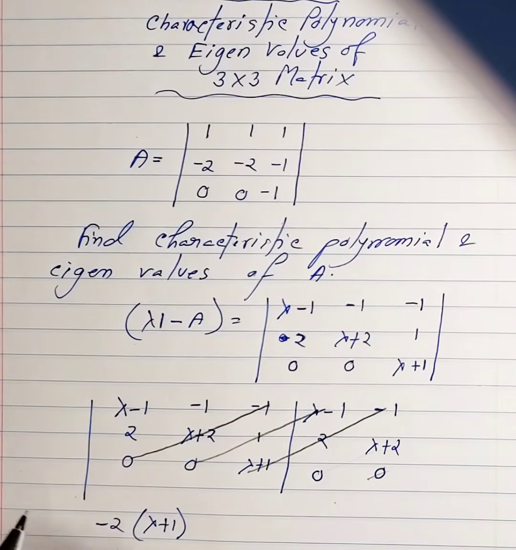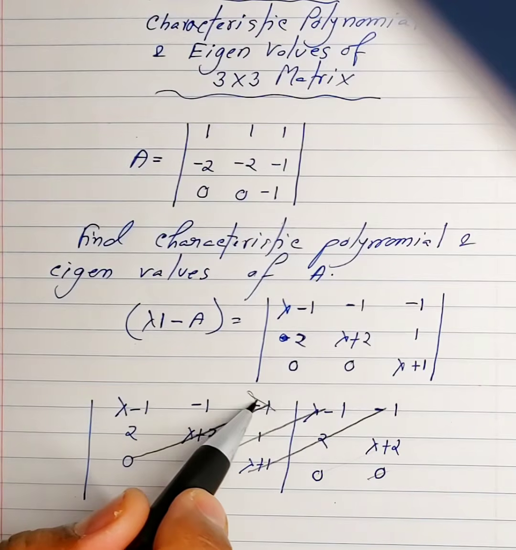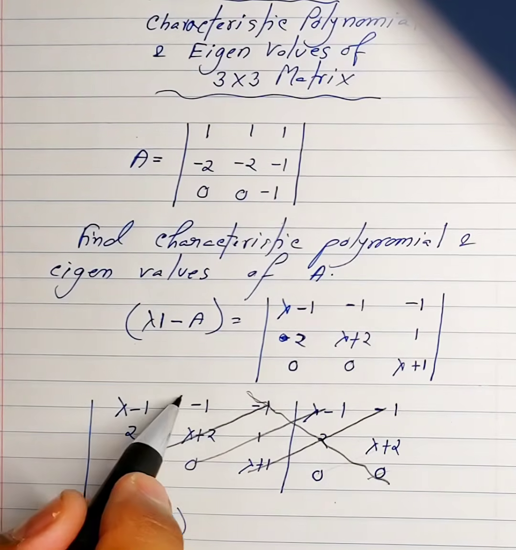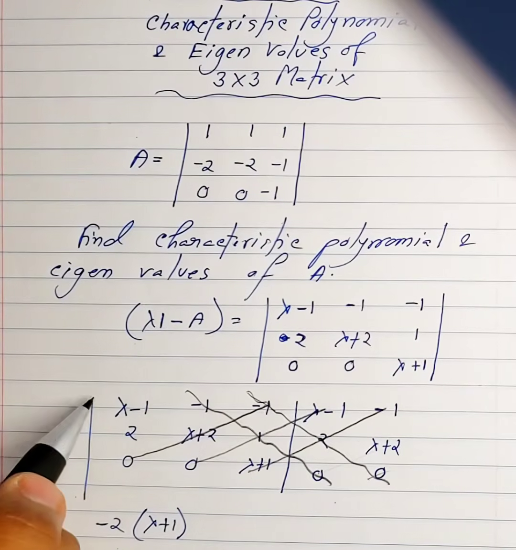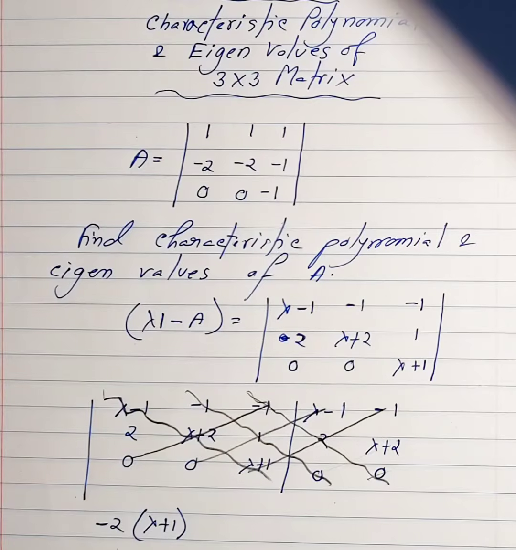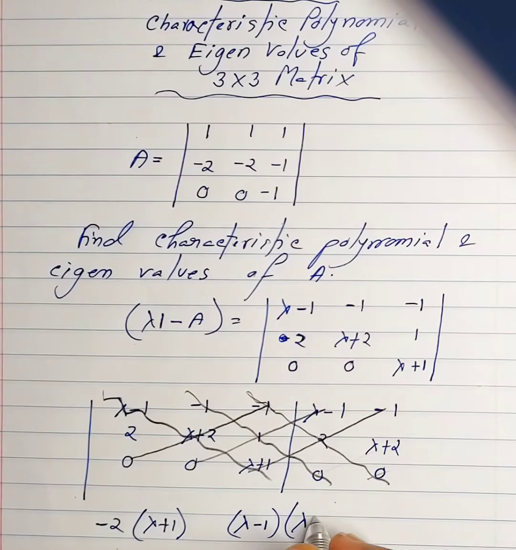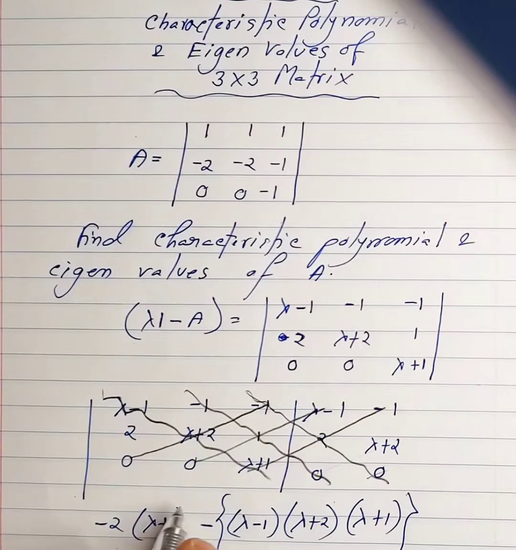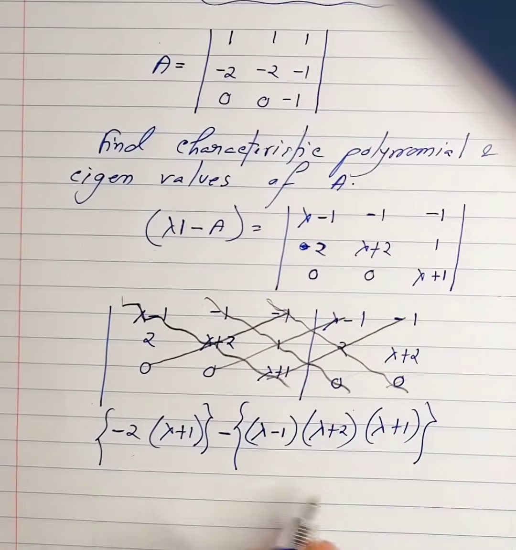Now what to do? You do the other way. Now you need to multiply this way. Your first multiplication is this 3, which is 0. Then this 3, which is also 0. And now you have this 3, which gives you lambda minus 1, lambda plus 2, and lambda plus 1. But the sign in between them should be negative. So this is the second part of your product, and this is the first part of your product. Now all you need to do is just simplify it.